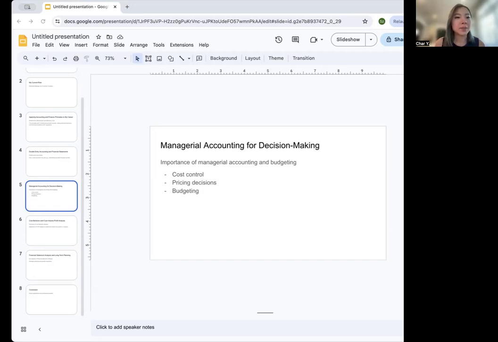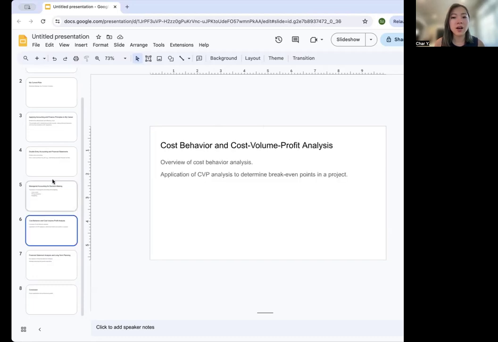The next one is cost behavior and cost-volume-profit analysis. Cost behavior analysis examines how costs change with varying levels of activity, while CVP analysis explores the relationship between cost, volume, and profit. Understanding this can help people like me in marketing make informed decisions about pricing, promotion, and budget allocations.